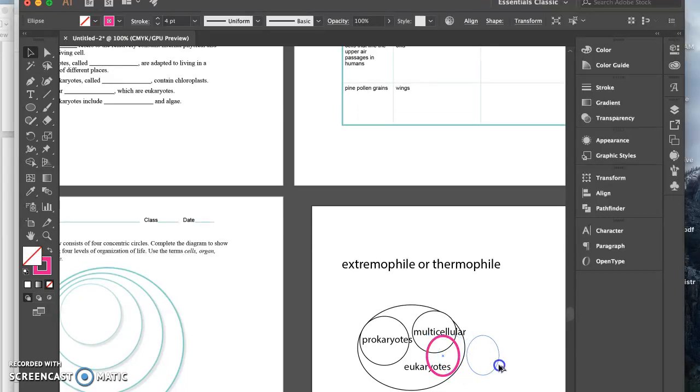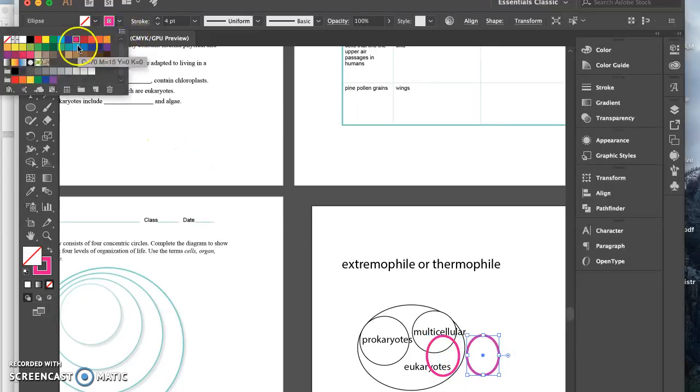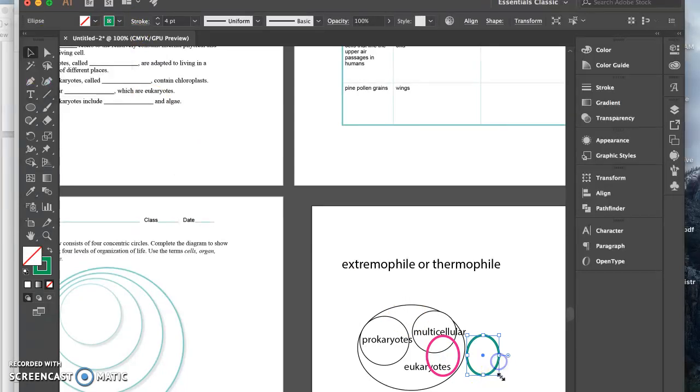Here, let me just make a copy of that, and we'll make the protists green on the outside. For the most part, we could say that protists are eukaryotic, but they are not ever multicellular. So again, all living things, prokaryotes, everything outside of that circle are eukaryotes.